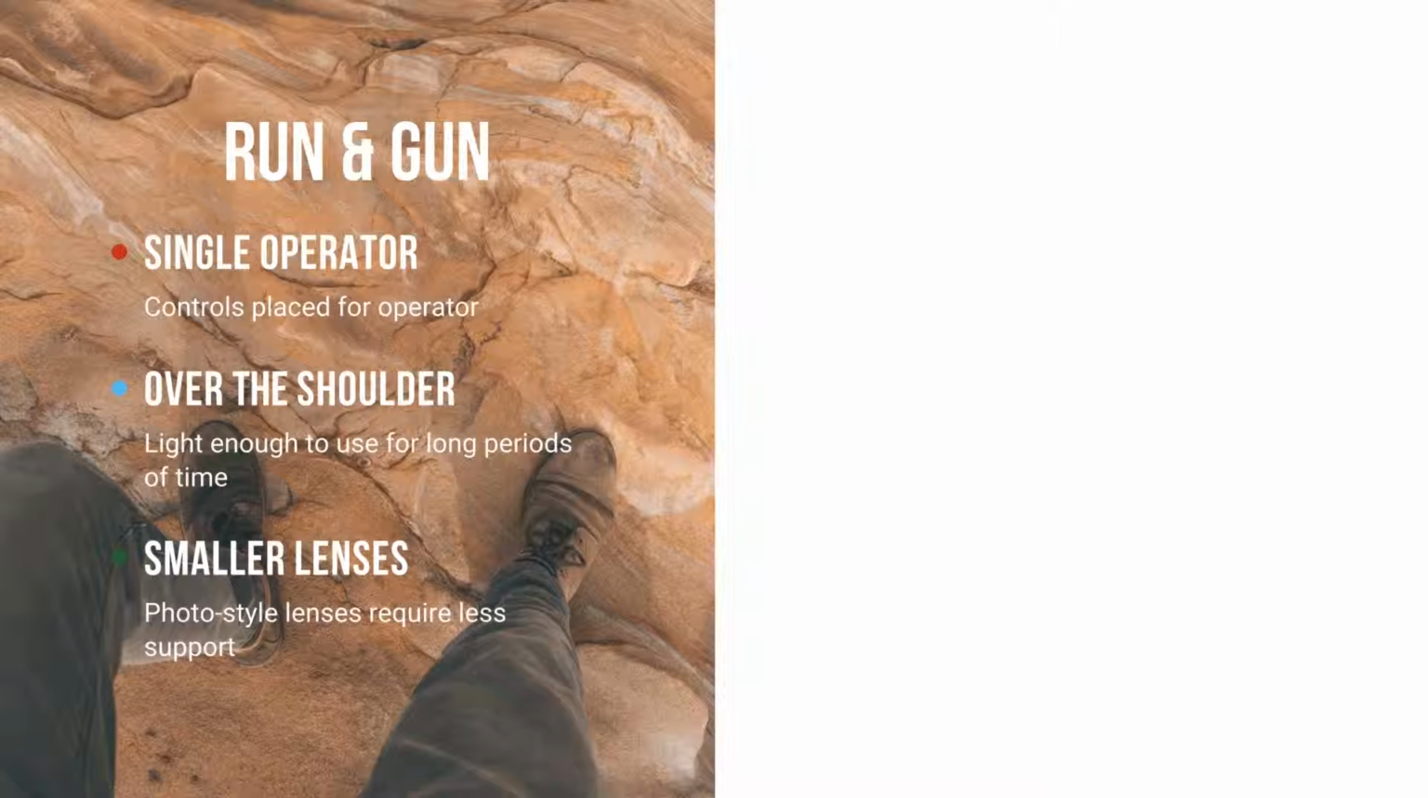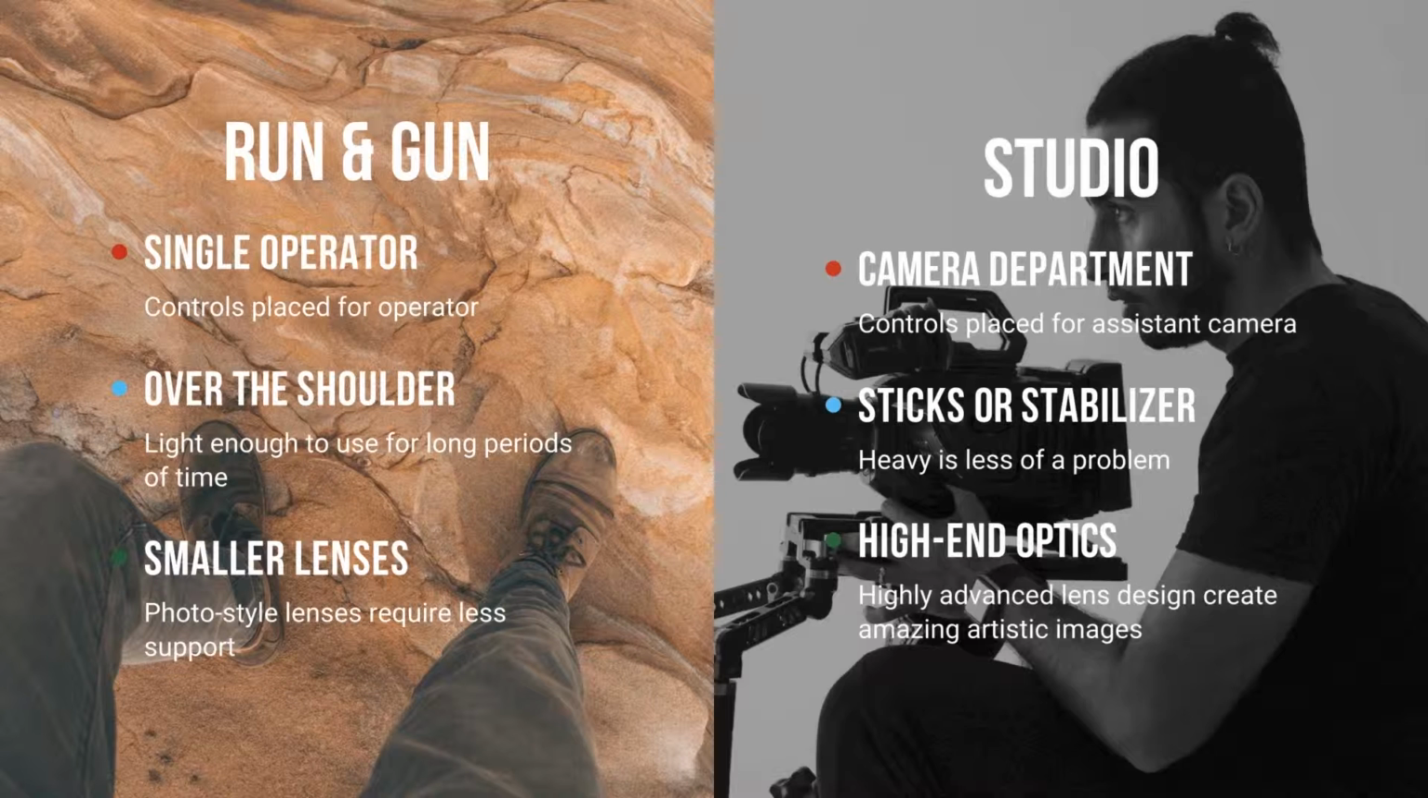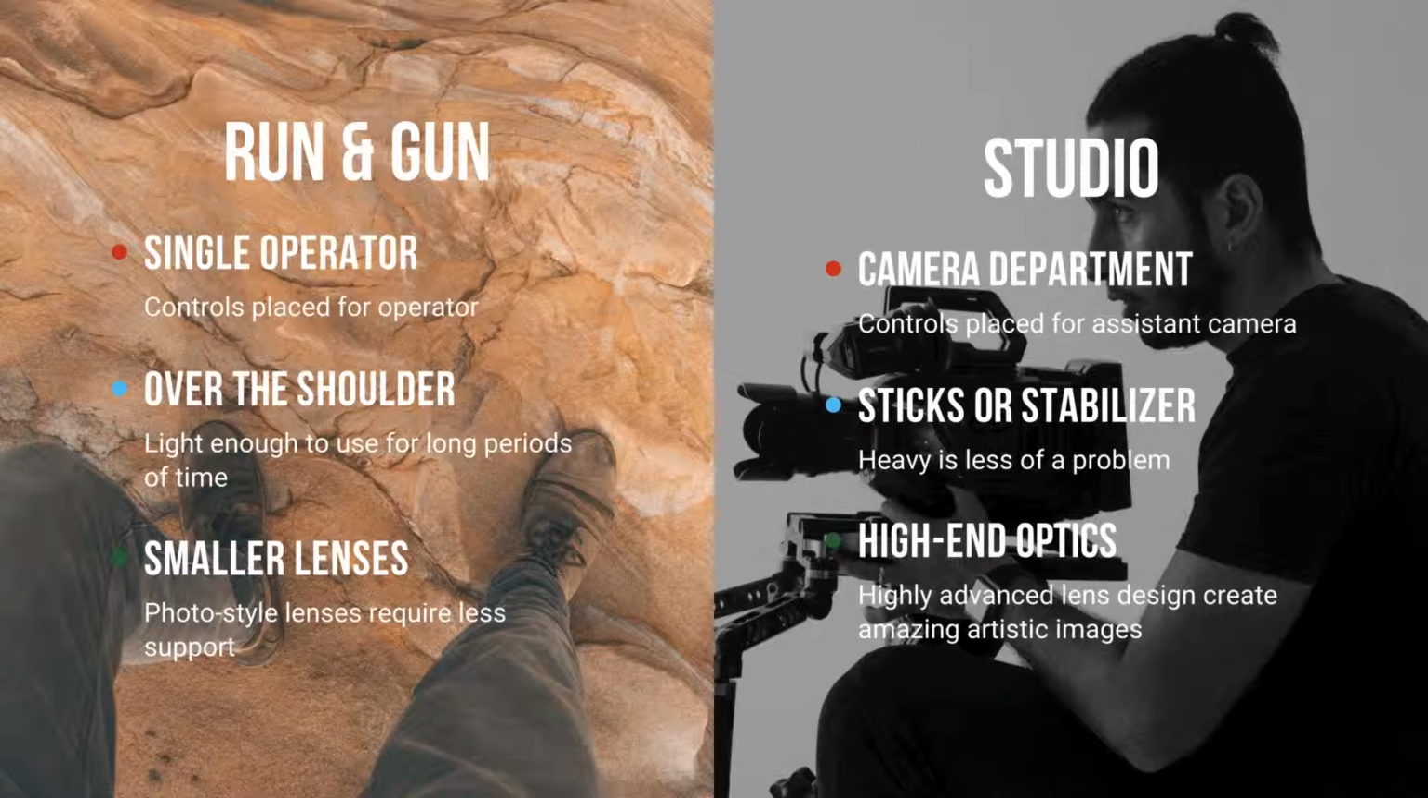So there's the running gun form factor, where you can have a single operator. Typically, it's either in your hands or over the shoulder, but it's light enough to use for long periods of time. And you use smaller lenses, like photo style ones, because you don't want to have all that junk on your camera that you have to then hold and balance all the time. On the other hand, you have studio form factors for cameras, which really are designed to have a camera department. It's designed to be put on sticks or stabilizer, and the lenses can be designed differently because you don't have to worry about the size as much. You can actually get all of the parts specifically designed to get you the image you want.